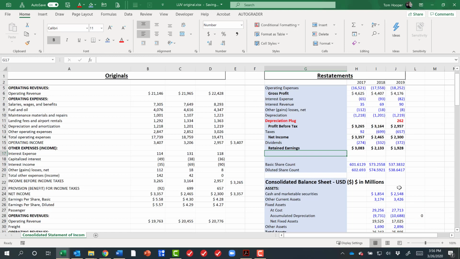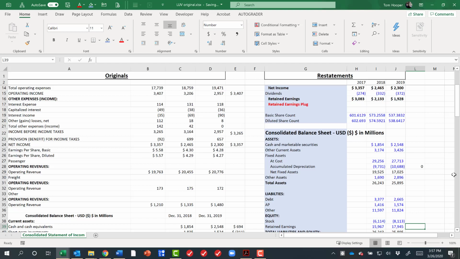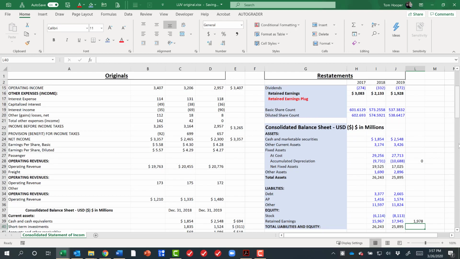And similarly, I want a retained earnings plug. Without it, I would expect my retained earnings to have increased by the amount of retained earnings on the income statement, or at least our modified restated income statement. We don't have retained earnings over here. I would expect it to be 1928. Unfortunately, it's not. It's off by about 50.